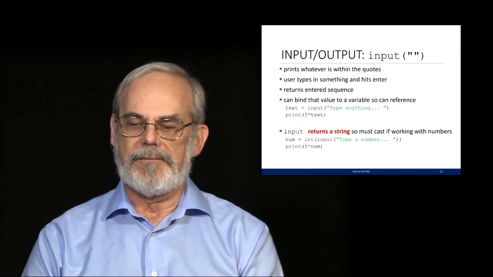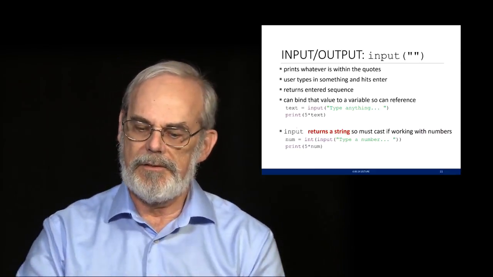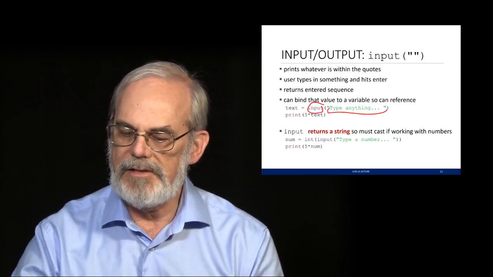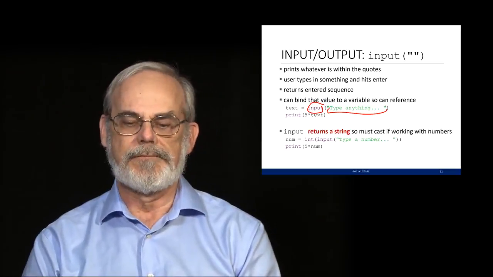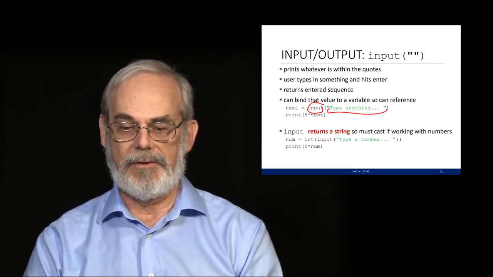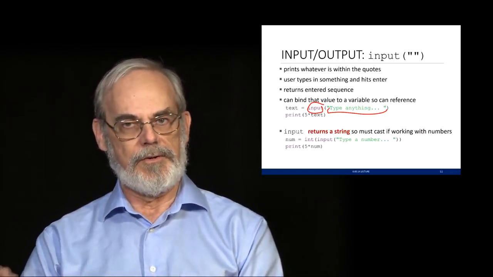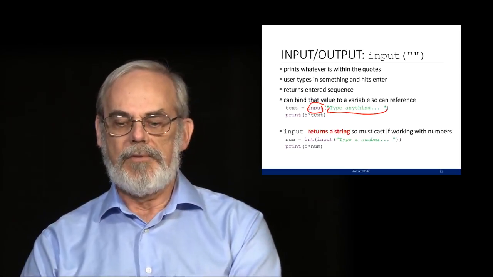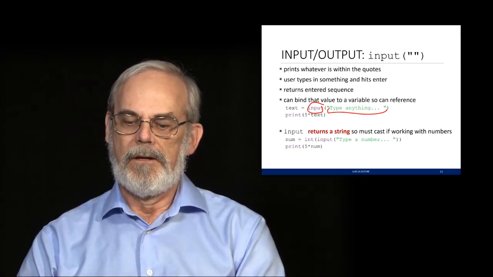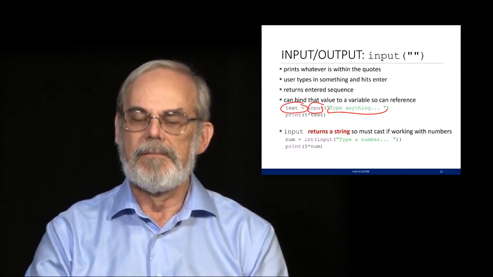What about the other direction? I want to bring in input. And here I have another keyword called input, not surprisingly. It takes a single argument, which is a string. Its behavior is it's going to print out whatever's inside of those quotes, that string. It's going to wait for me to type something in. When I hit enter, it's going to evaluate whatever I typed in and return that as the result of the input statement. Typically, I'm going to want to bind that to something, so I can bind it to a variable name, like text.